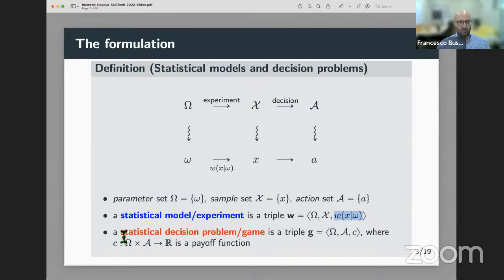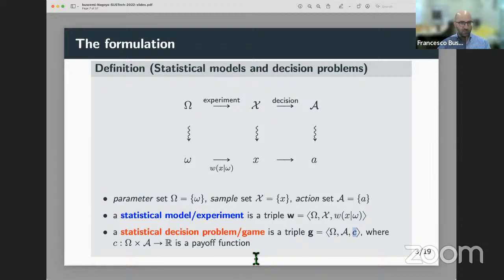So then, what are statistical models useful for? They're useful when we have to try to give an optimal solution to a statistical decision problem. So what is a statistical decision problem? A statistical decision problem, or a statistical decision game, to use the word introduced by Blackwell, is also given by a triple. So now you have, again, a parameter set, omega, but now you have an action set and a payoff function, C, that takes pairs omega, A into real numbers.